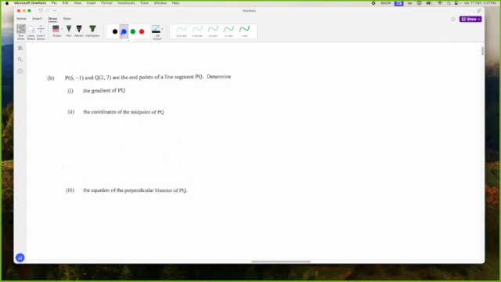We have 2 points here, P and Q, the endpoints of the line segment PQ. Determine the gradient of PQ. Well, I know P is equal to 6, -1. And Q is equal to 2, 7. So let me call this x1, y1. Let me call this x2, y2.